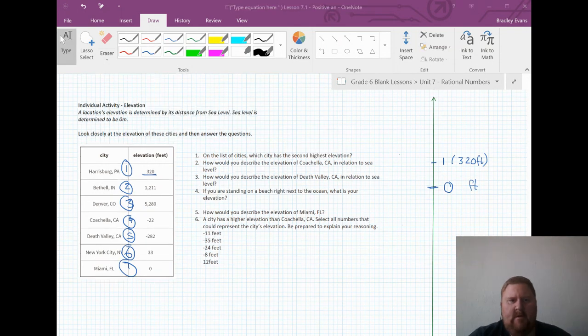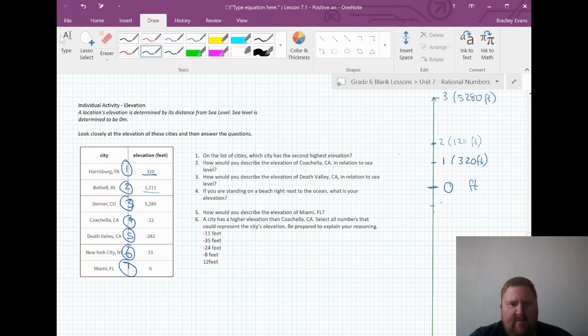I'll fix that. Okay, so our second city here, Bethel, Indiana, or Indianapolis, I'm not sure, maybe you can tell me, is at 1,211 feet above sea level. It's a positive elevation. So I'm going to put that about here. Number 2, I'm just going to label it 1,211 feet. Okay, number 3 here, Denver, Colorado, is at 5,280 feet above sea level. I'm going to put him all the way at the top here at 5,280 feet. Coachella is at negative 22, so now I need to go below 0. I'm going to put Coachella about here.